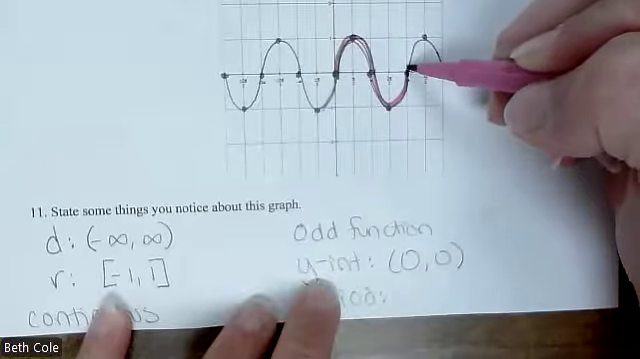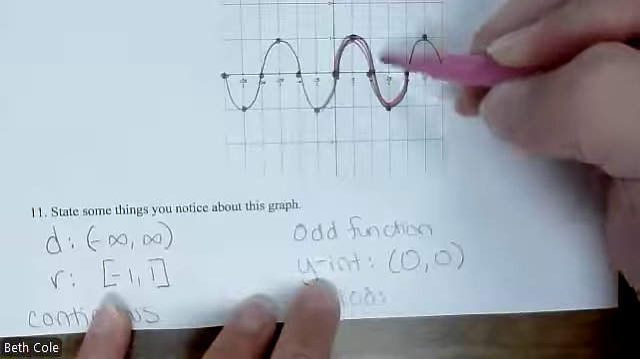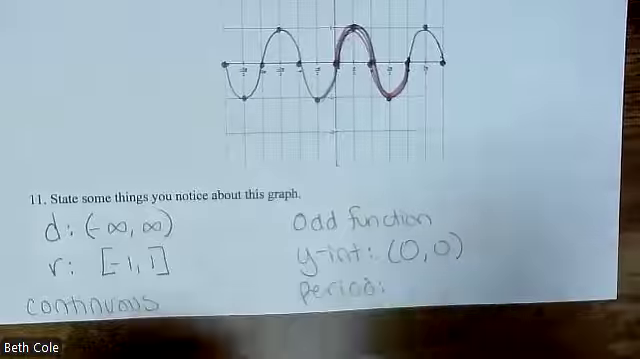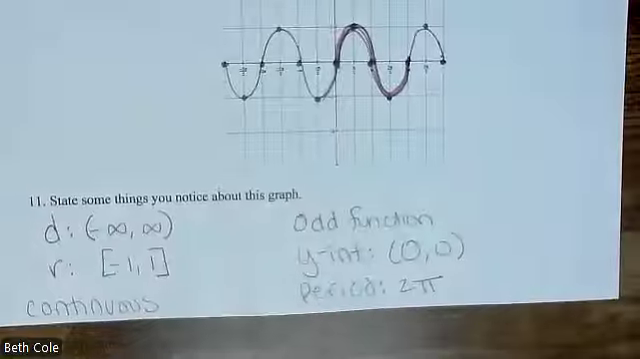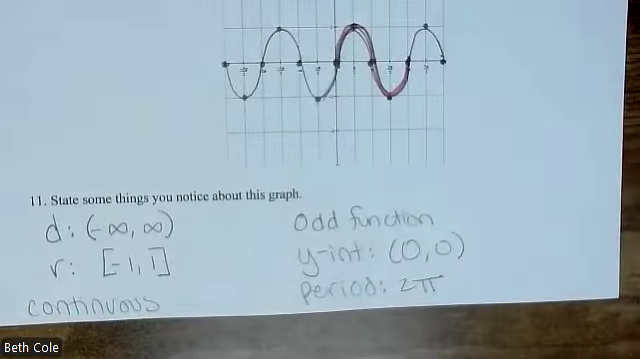All right, so how far is it to do one period of the function? 2 pi. Which should make sense because 2 pi is what? A full rotation. Good job. Perfect. That went really well.